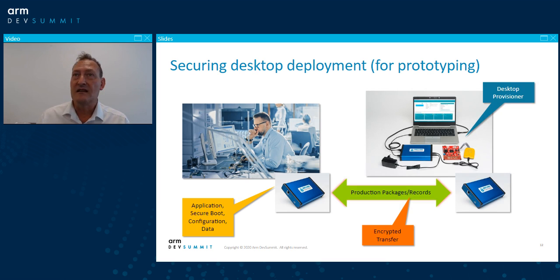And we can then, in exactly the same way, produce an encrypted production package out of that system and transfer that to production. But in this case, production is actually a desktop environment. And you can see a typical setup here at the top right-hand side, where we've got a desktop PC or laptop connected to this specialized HSM. We would call it a desktop provisioner. And connected to that is one of the prototype boards that we wish to program up or provision with all of this information together on it.